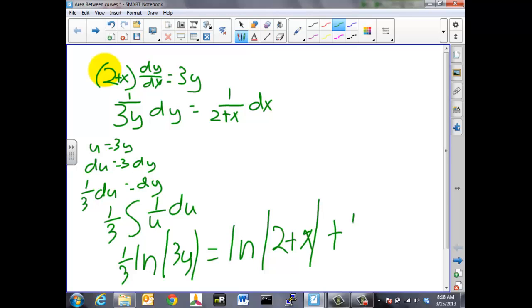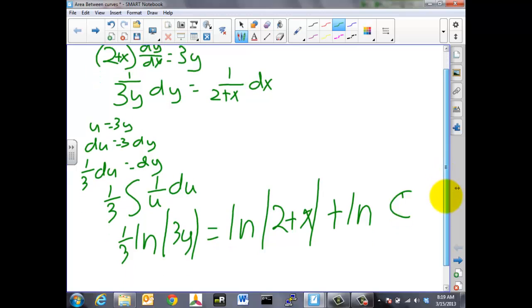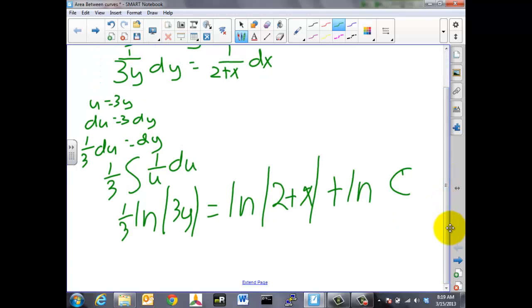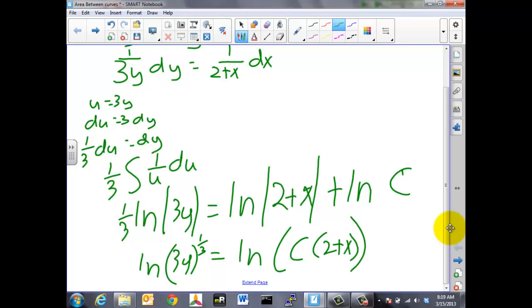The other thing that some of us missed is we chose to not put this c in as an ln here and combine those two things correctly. If you brought the 3y over, this is what you were supposed to do. Now we can say the ln of 3y to the 1/3 equals the ln of c times 2 plus x, because I can put those two things together. That was a mistake that a couple of you made all the way through the test. It's good you were consistent, but it's bad that you made the mistake. So be sure you put it as ln and then combine those two together.